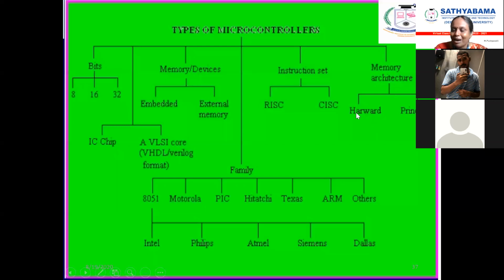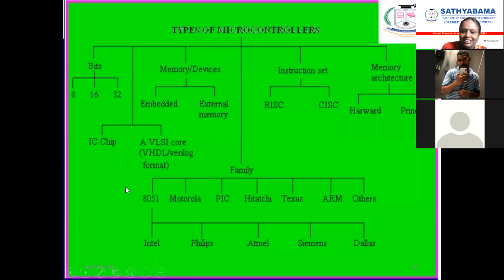Harvard means program and data memory are separate. And von Neumann architecture means they are combined in a single memory. So the program is also in a single memory, and data is also, so I have to identify which is data and which is program. But that is not a problem in the Harvard: program in separate memory, data in separate memory. Okay. And IC chip, VLSI. I told you the 8051 is also a VLSI chip.